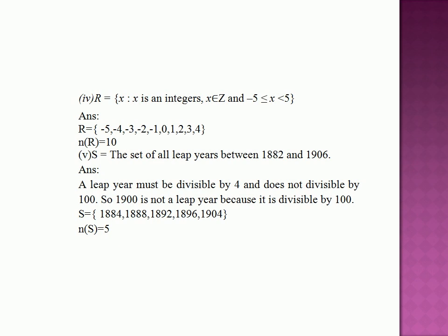1900 is not a leap year because it is divisible by 100. When you count the number of elements in the set S, you get 5. So the cardinal number of the set S is 5.